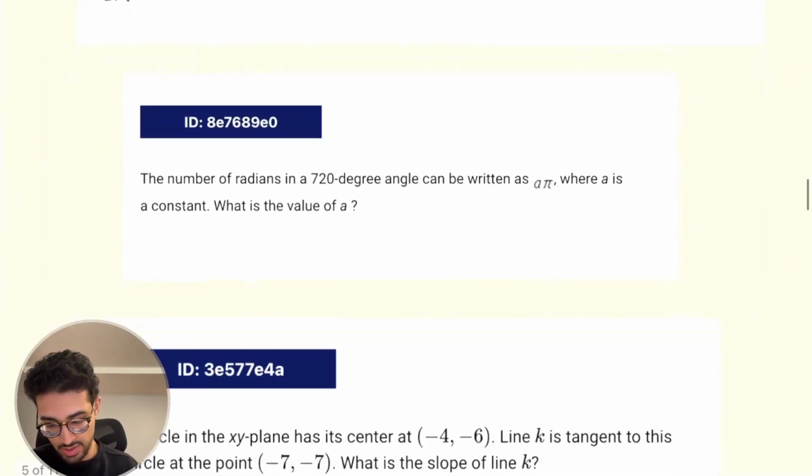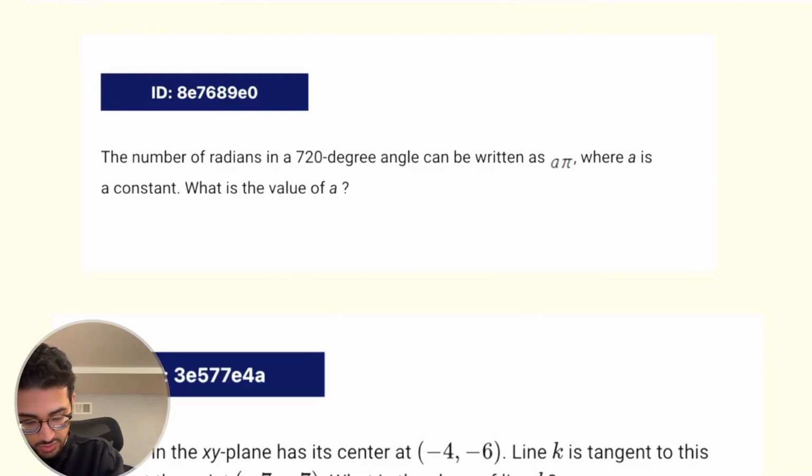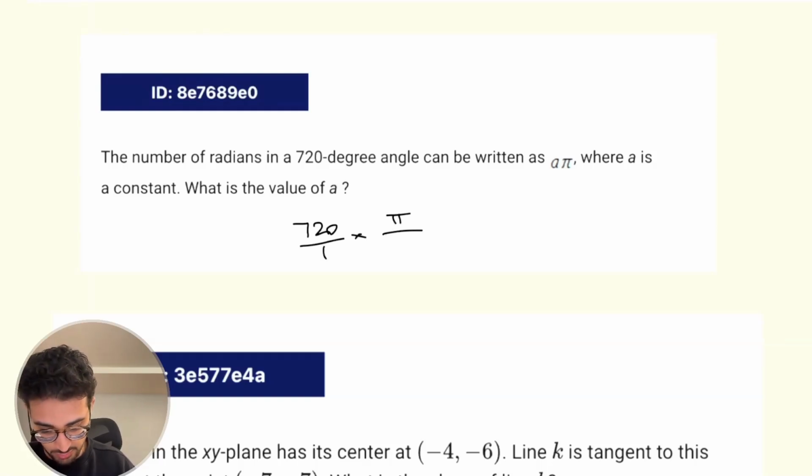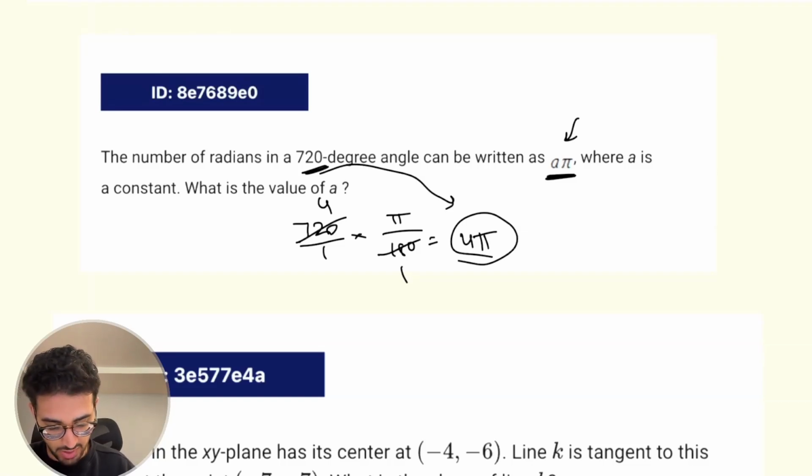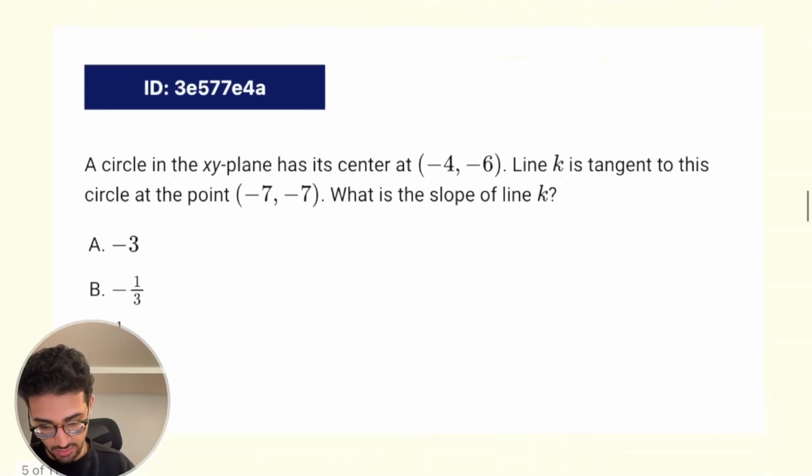All right, so again, this is another radian question. It's a 720 degree angle over here, and we basically want to convert this to radians. So let's do 720. At this point, I'm sure you understand that we have to multiply by 180 over pi. Let's see, 720 divided by 180 is 4. So we know our final answer of 720 degrees is 4 pi radians. And we know that the format of this is a pi of our final answer, so a must equal 4. All right, that one's not too bad.